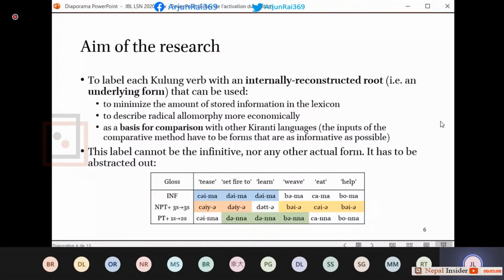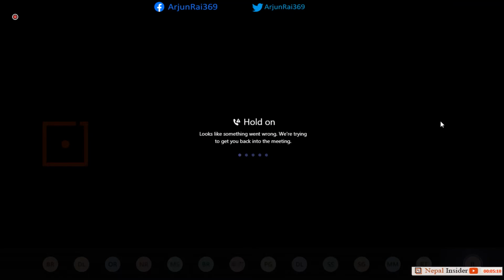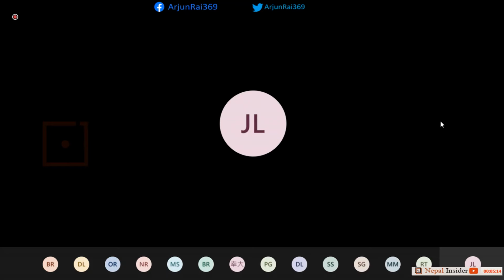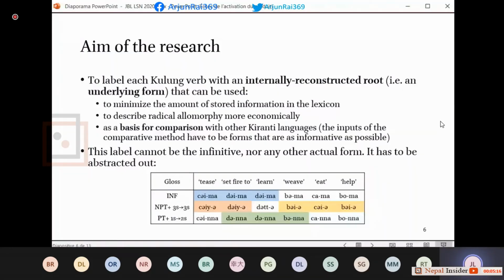In consonant verbs, the non-preterite 3s to 3s form may help disambiguate verbs with identical infinitives, as in the case of doima, which makes doia when it means he sets fire to it, it's in the second column, as opposed to datta when it means he learns it.